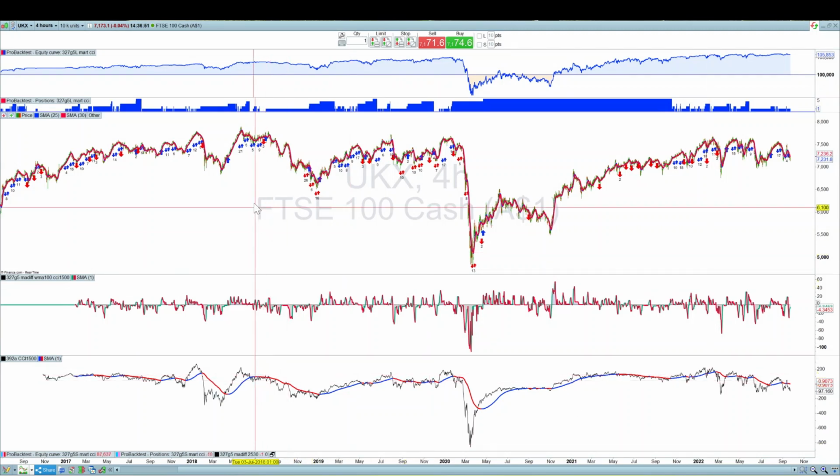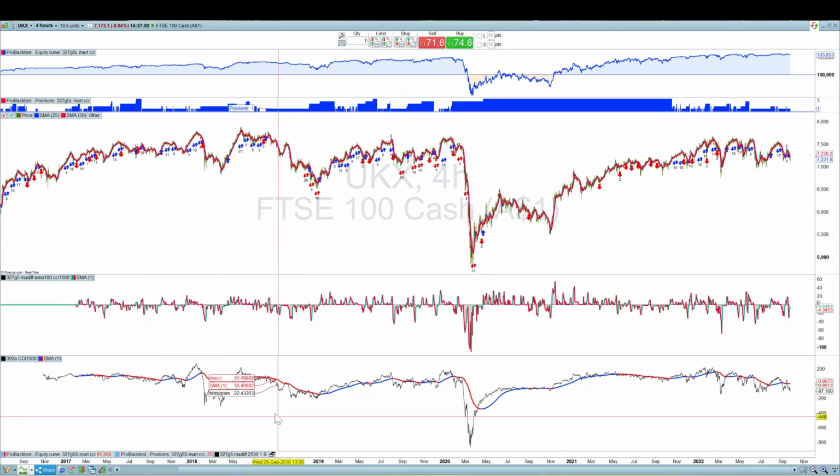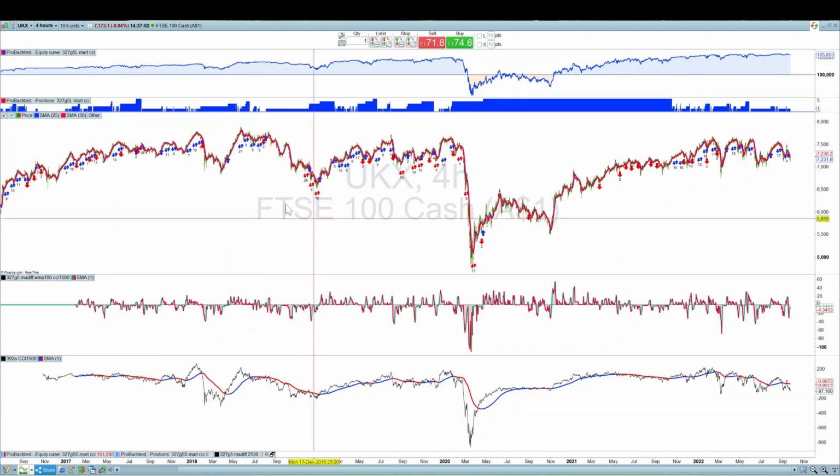Today we're looking at a different indicator. Well, it's the same indicator I've been using previously, the CCI1500, but I'm applying a few different rules to that CCI1500. Here I'm looking at the 4-hour chart of the FTSE.